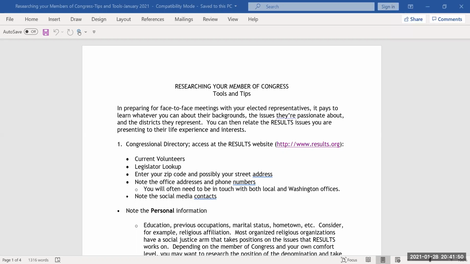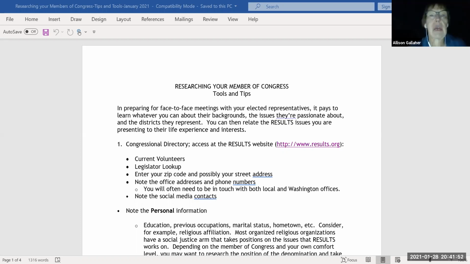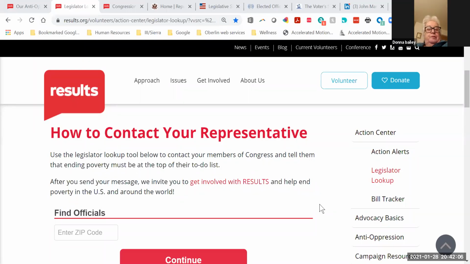Okay, so that probably means I'm not sharing it correctly. I'm going to stop the share and start it again. Can you see it now? Nope, it's loading. So at least it changed. There we go. We have how to contact a representative at the top.